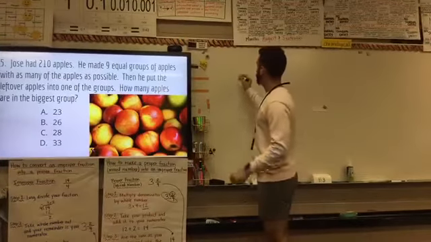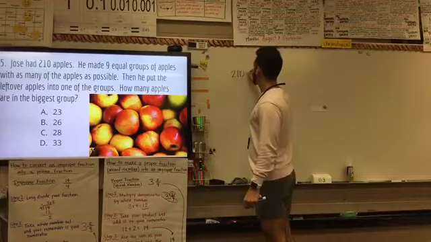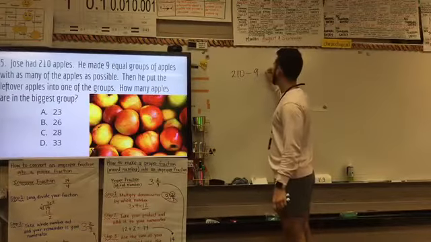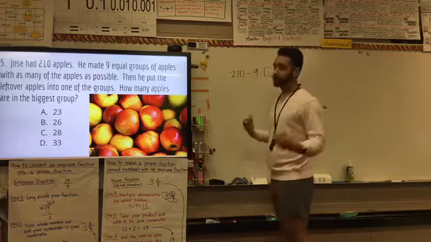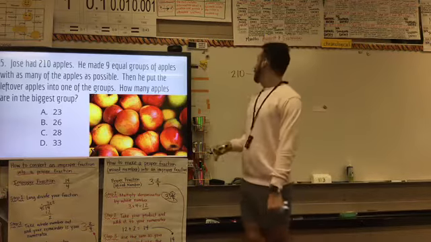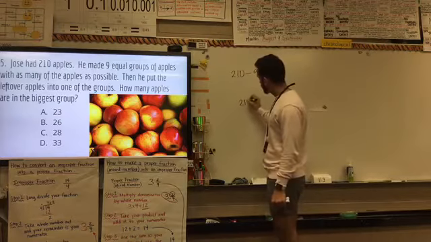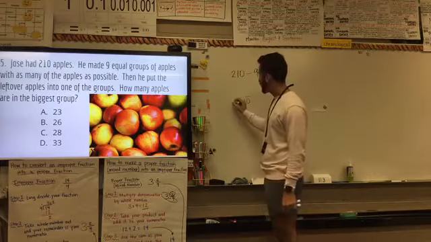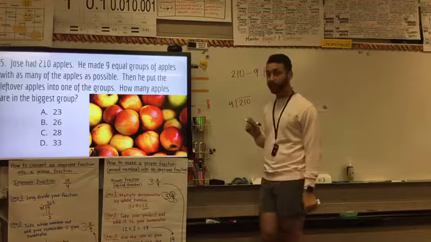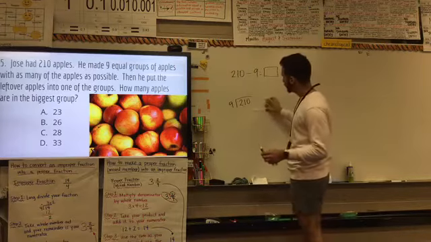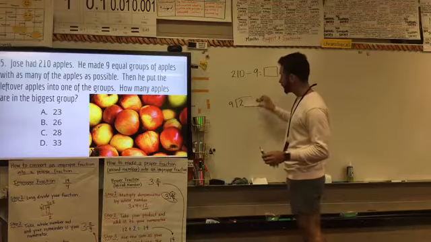Our dividend is 210. That's our big number. It always comes first. You're going to divide it by the 9 equal groups, which is your divisor, to find your quotient, which you're not sure of yet. That's what you have to figure out. So again, your bigger number is going to go inside of the house, 210. You're going to divide it by 9, the number outside of the house, and the smallest number always goes outside. Then you're going to use your fingers or a piece of paper to cover up the numbers.